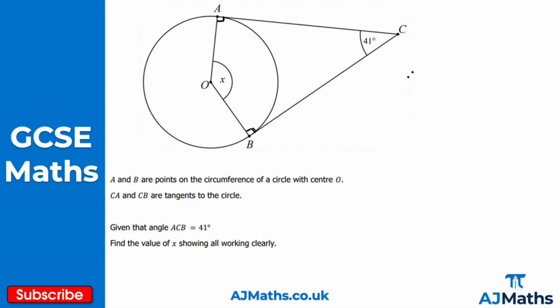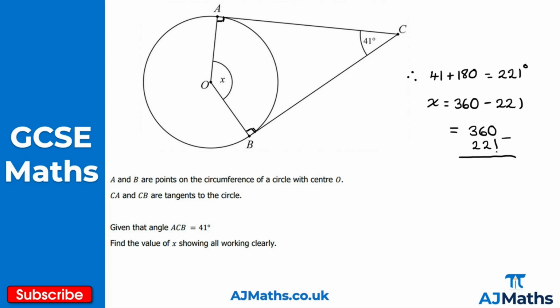So therefore, I've got 41 plus 90 plus 90, and we're going to subtract that from 360 to get x. So 90 plus 41 plus 90 is equal to 221. And what we need to do now to work out x is subtract that from 360. So x is equal to 360 minus 221. Let's do this using column subtraction here. So 360 minus 221.